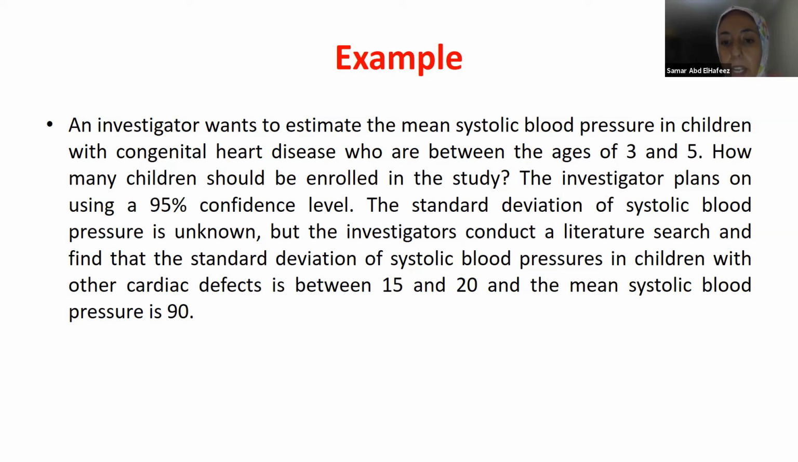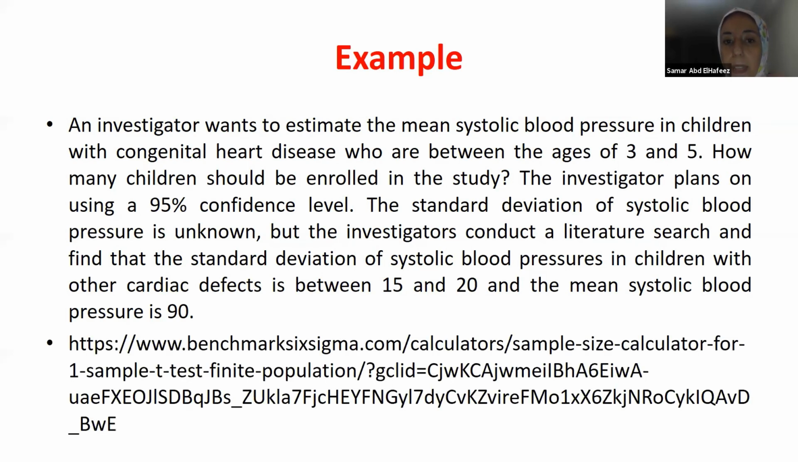unknown. But the investigators conduct a literature search and find that the standard deviation of the systolic blood pressure in children with other cardiac deficits is between 15 and 20. And the mean systolic blood pressure is 90. What should be the sample size if I have the standard deviation and the mean is unknown for one group of the population? I will use another calculator, and this you can do by yourself. So this could be an exercise for you, and you can do it by yourself, and then report the answers on the chat.